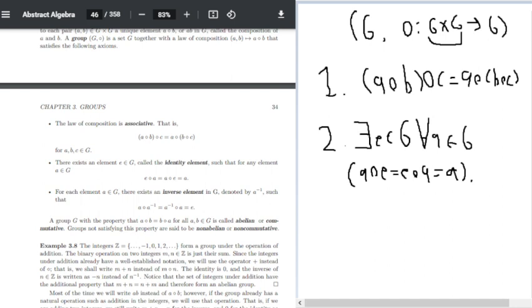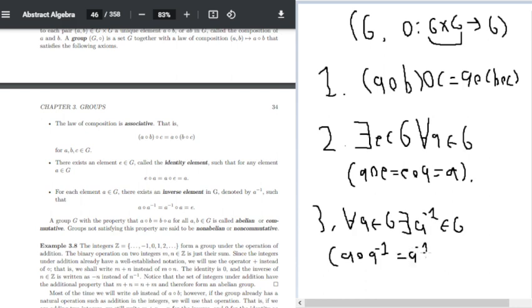Finally, for every element, for all A in G, there exists an element, let's call it A to the negative 1 in G, such that A composed with A to the negative 1 equals A to the negative 1 composed with A equals our identity element E.